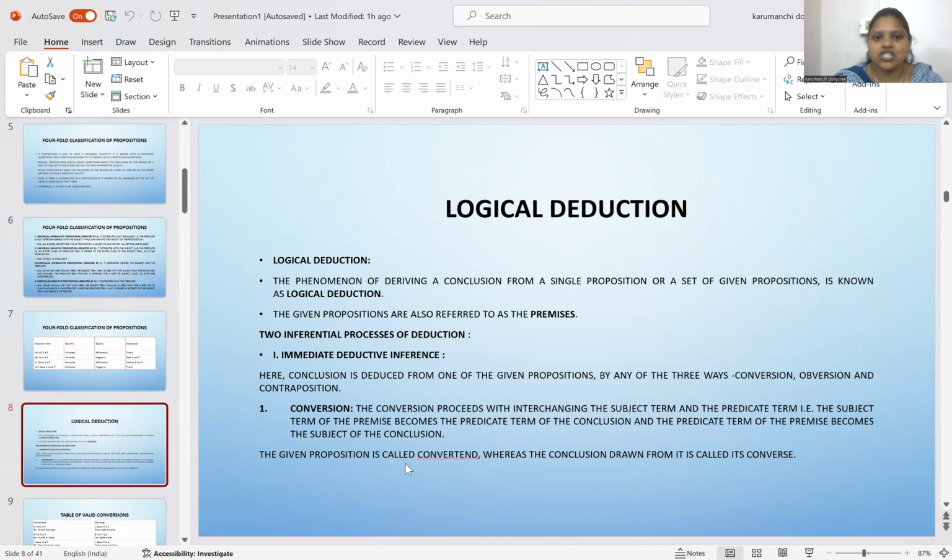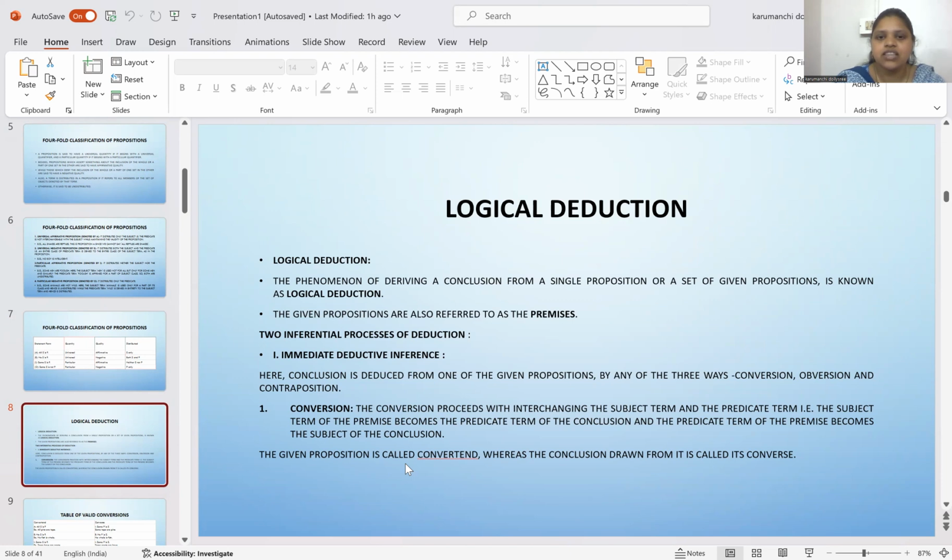Coming to logical deduction, it is a phenomenon of deriving a conclusion from a single proposition or a set of given propositions, known as logical deduction. The given propositions are also referred to as the premises. There are two inferential processes of deduction. So one is immediate deductive inference. Here the conclusion is deduced from one of the given propositions by any of the three ways. The first way is conversion, the next one is obversion, and the last one is contrapositive.